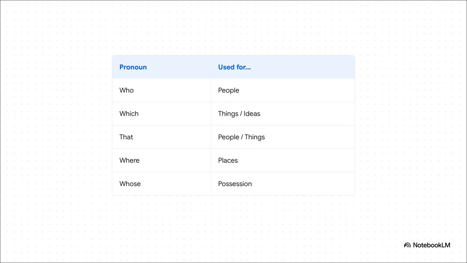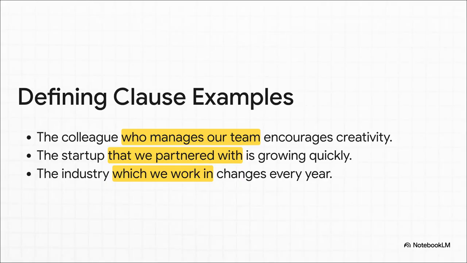So here's your cheat sheet for picking the right word. It's pretty simple, actually. We use who for people and which for things or ideas. Where is for places and whose is for possession, like the guy whose car is blue. And remember our special rule for that? It can stand in for who or which, but only in those defining clauses, the ones without the commas. Let's listen to how this sounds.